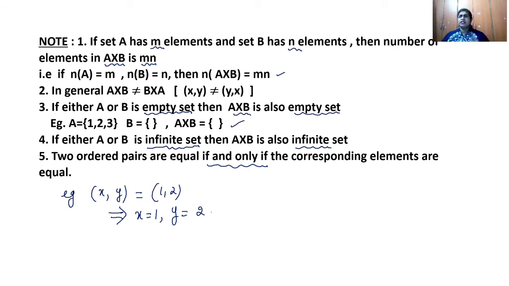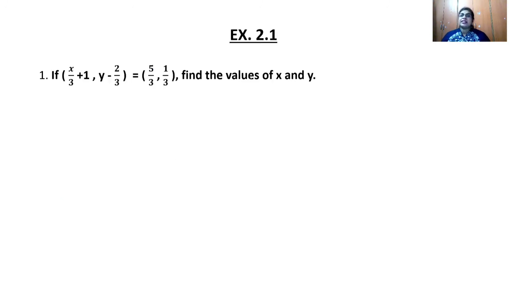Yes? Okay, now let us solve a few questions of the first exercise. So coming to exercise 2.1, let us see how to solve these questions. Look at the first question. If x by 3 plus 1, comma, y minus 2 by 3 is equal to 5 by 3, comma, 1 by 3, find the values of x and y.